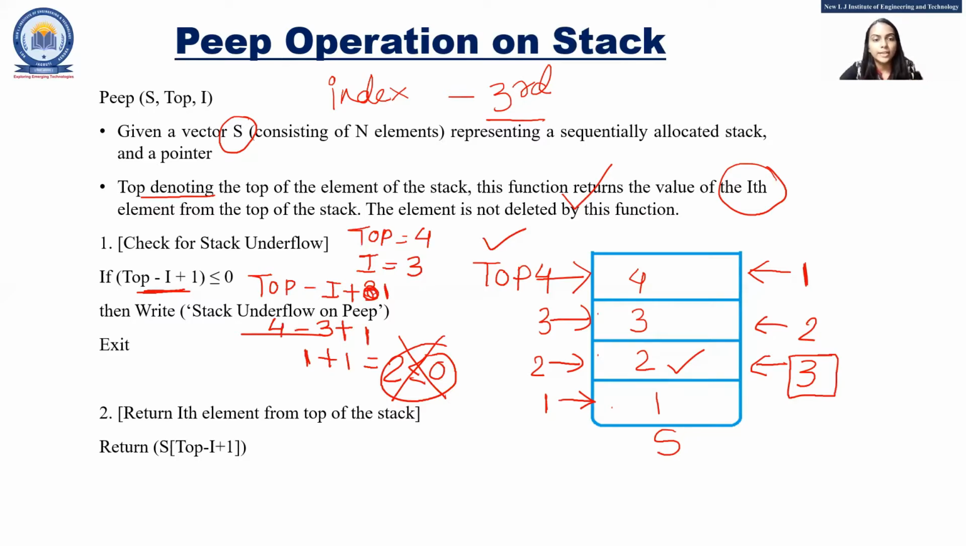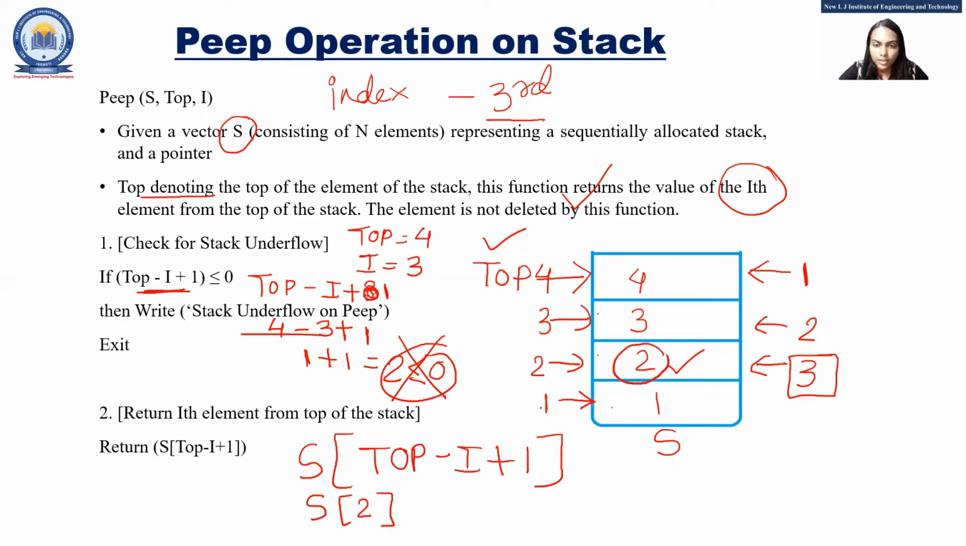Now how to find that element? We have to do return S of top minus i plus 1. So top minus i plus 1 we just calculated, it is 2. So S of 2. What is S of 2, students? It will return, see, this is S of 2. This is the indexing of the stack. So S of 2 is 2, that is nothing but the third element from the top. So it will return the value which is at S of 2. So this is how we can find the element.